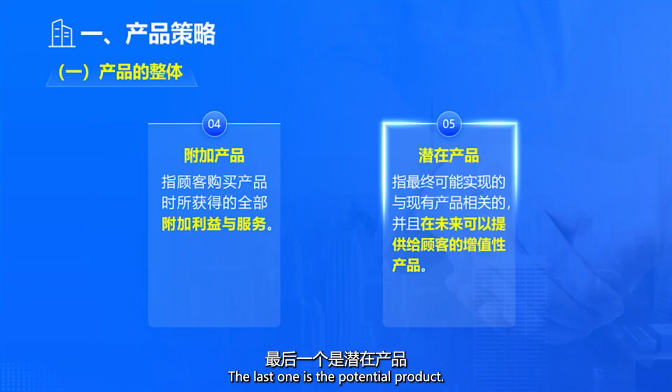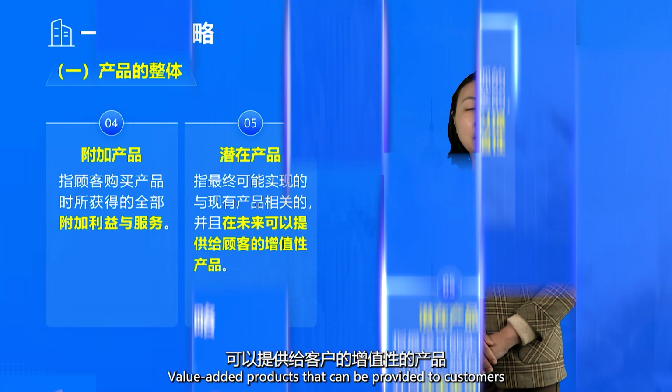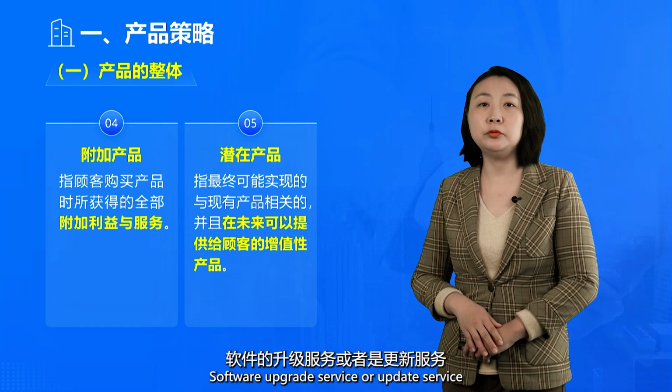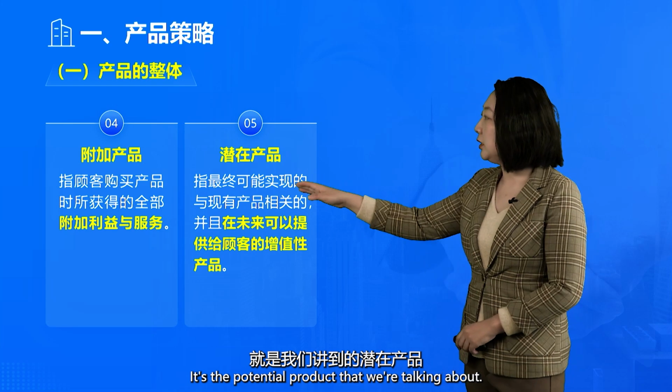The last one is the potential product, which refers to the future value-added products that can be provided to customers. For example, when we buy electronic products, a software upgrade or update service is the potential product we are talking about.